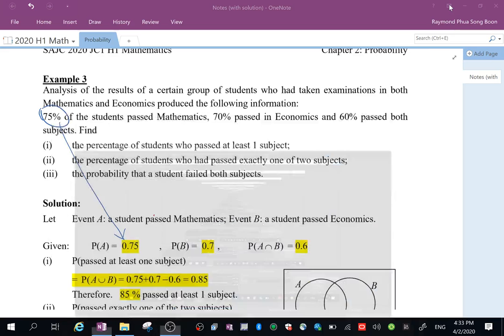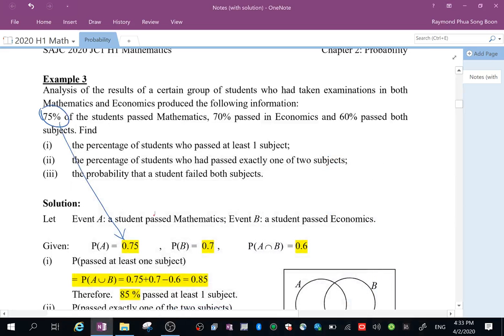All right, students, let's look at example 3. In example 3, we're talking about students who have taken maths and econs exam. In part 1, we are asked to find the percentage of students who pass at least one subject. So we first define a student who passed maths as event A, and we define a student who passed econs as event B.